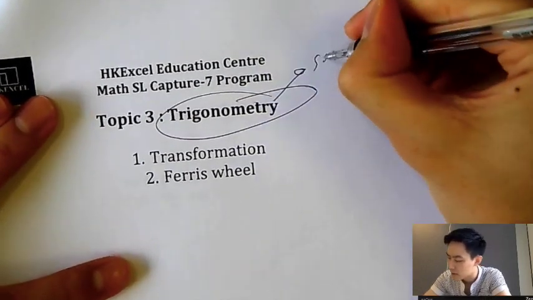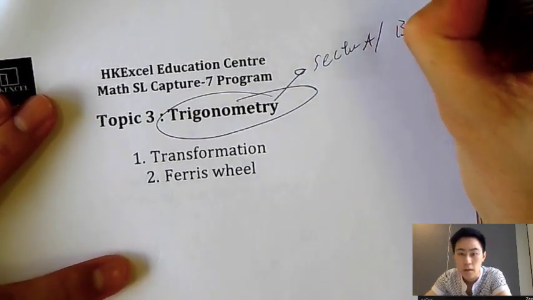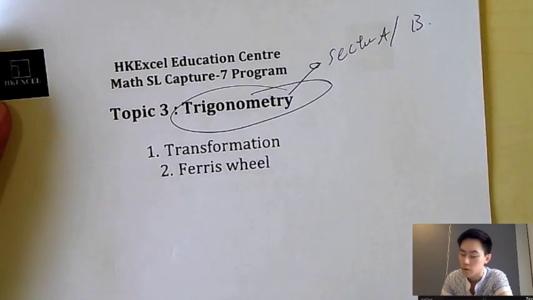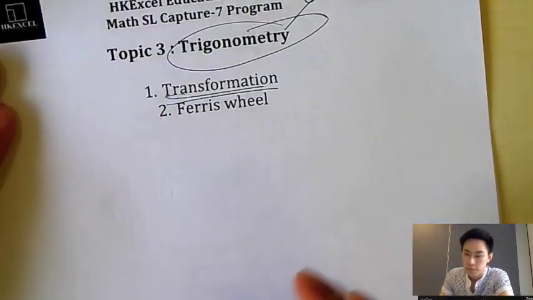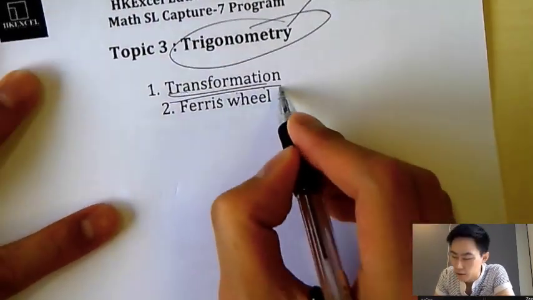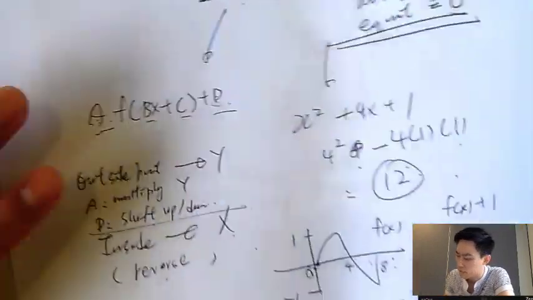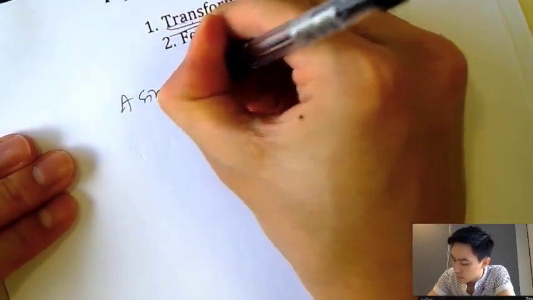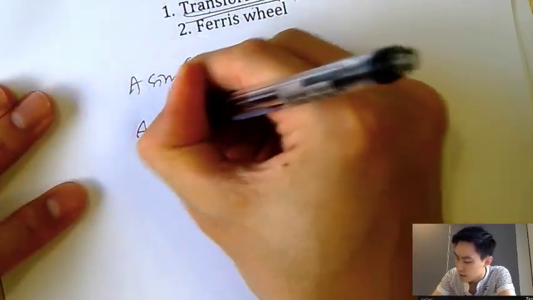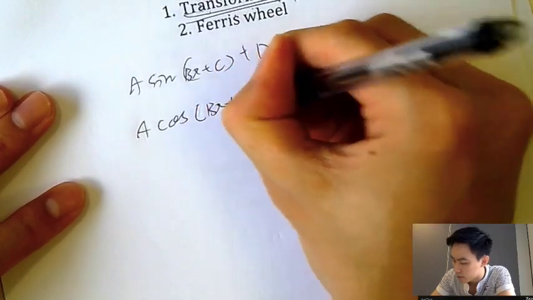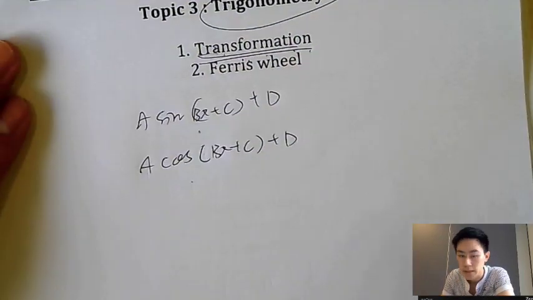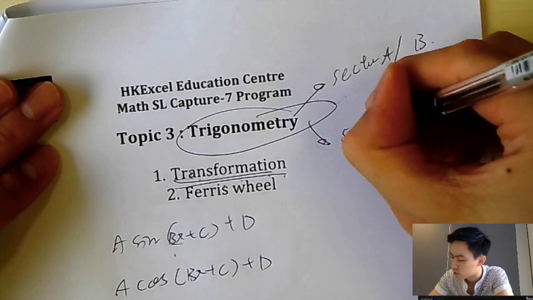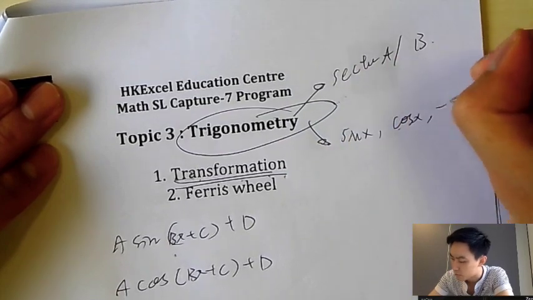So it can be in section A or section B, either in paper 1 or paper 2. Obviously, first of all, you need to know the transformation again. This one has a similar concept with this one. So transformation, a sine(bx + c) + d. It's all the same, a cosine(bx + c) + d, right? Whenever you see sine, cosine, tangent, it's all about trigonometry.